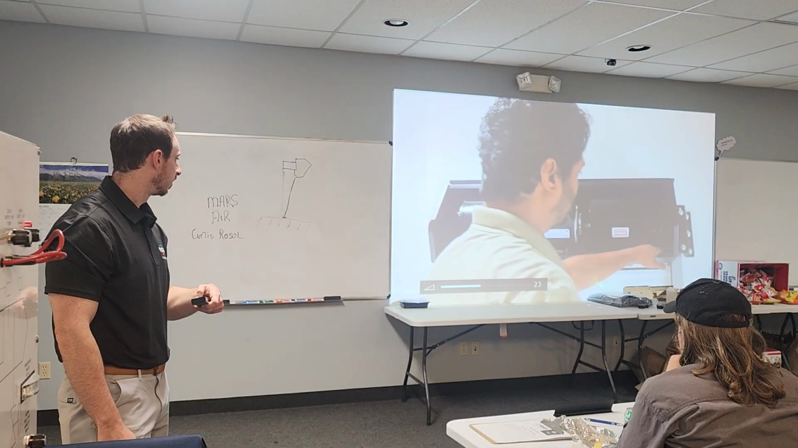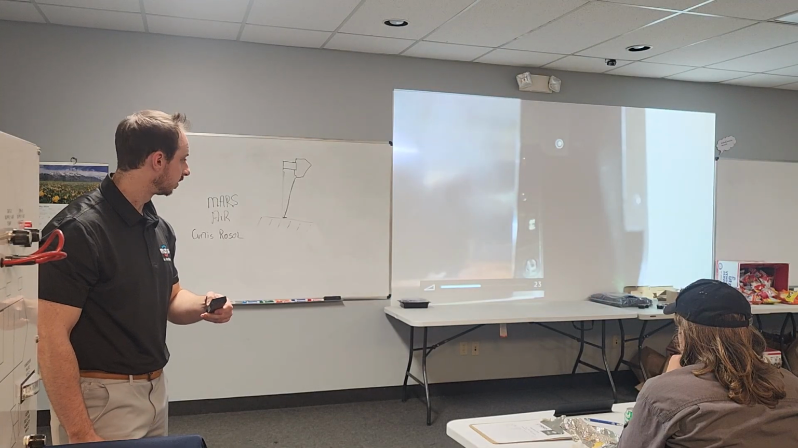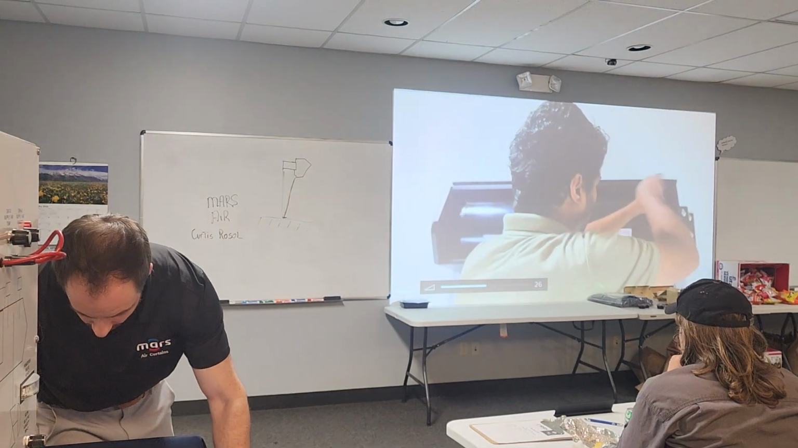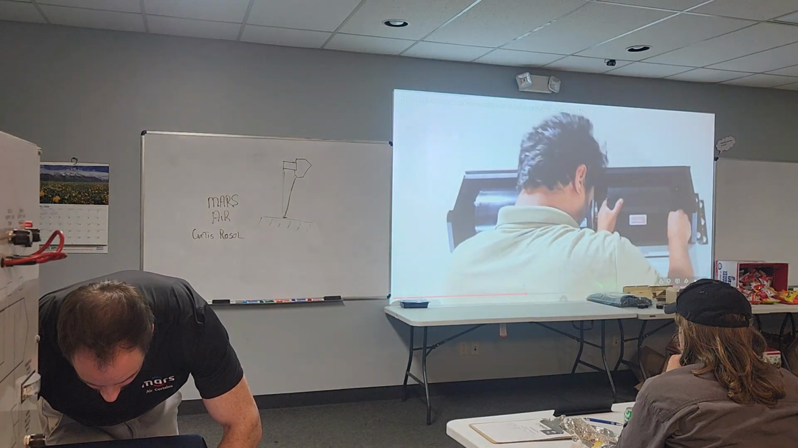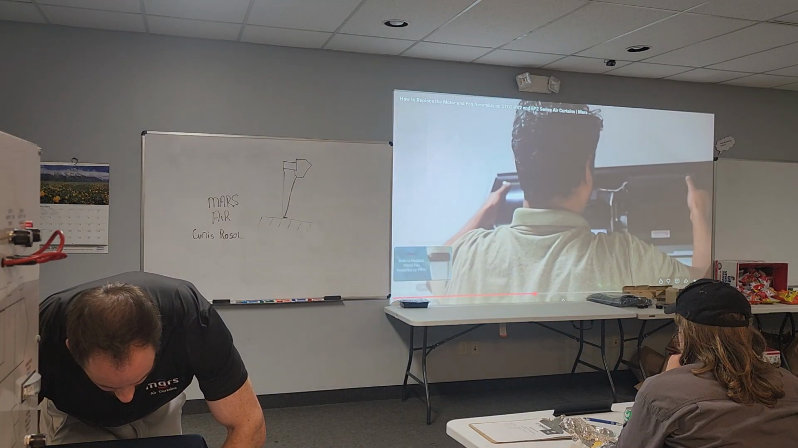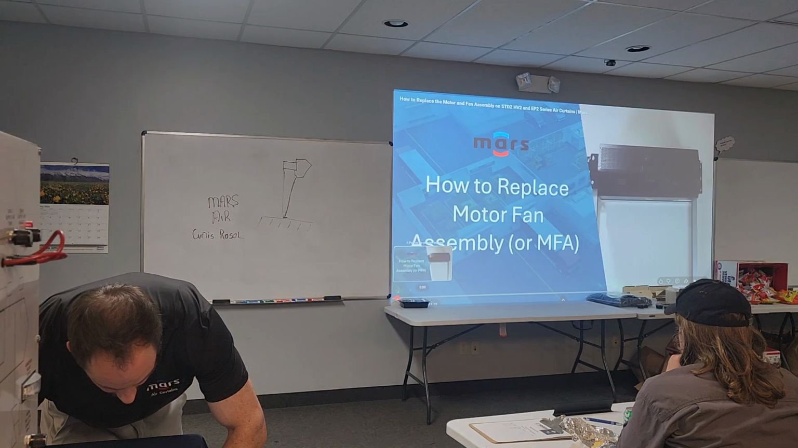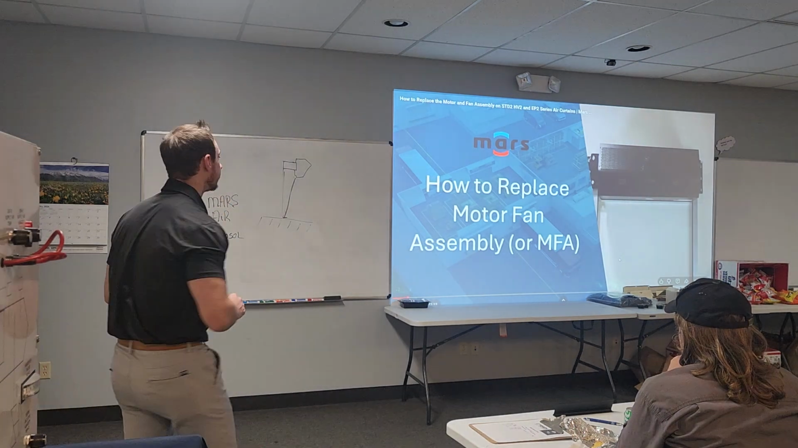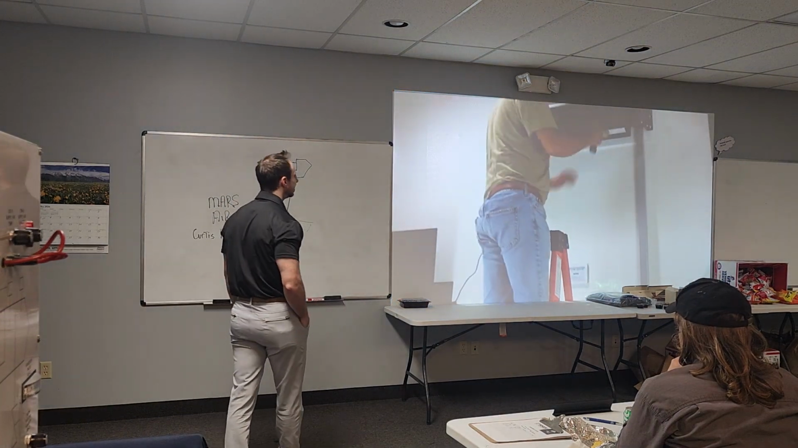Must be untied at the conduit box. Remove the 2 hex nuts on each side. Once the nuts are removed, the MFA can be removed from the air curtain housing holding the MFA on each end. It will show how to replace the motor fan assembly in an unheated Mars air curtain.